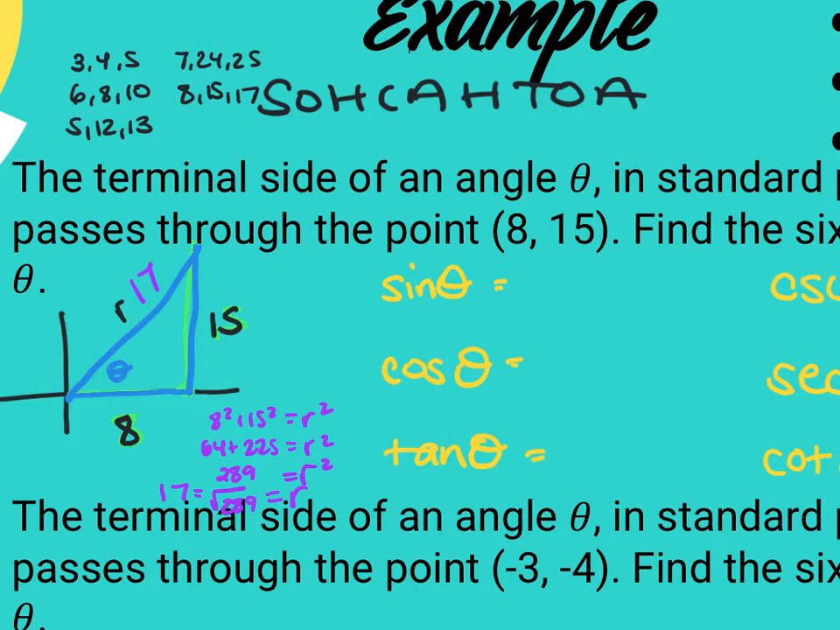A squared plus b squared equals c squared. So the c in this case will be the radius. Always the radius. And the radius will always be positive. It's been a long time, right?